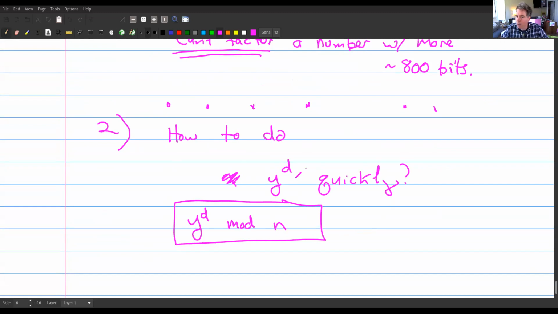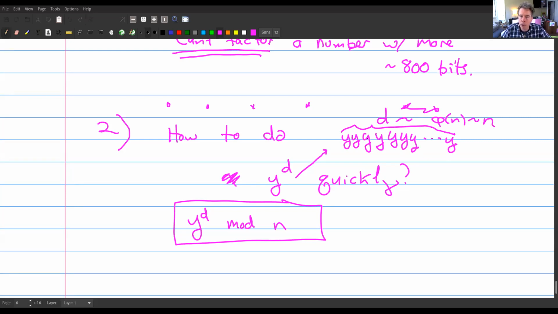Why does this naive version take a long time? It's because it's y times y times y times y times y times y times y. And how long is this product? This product is length d. But then what is d? d is about the same size as phi of n, which is about the same size as n. So if you actually had to multiply all these things out, you would be doing it until the heat death of the universe.